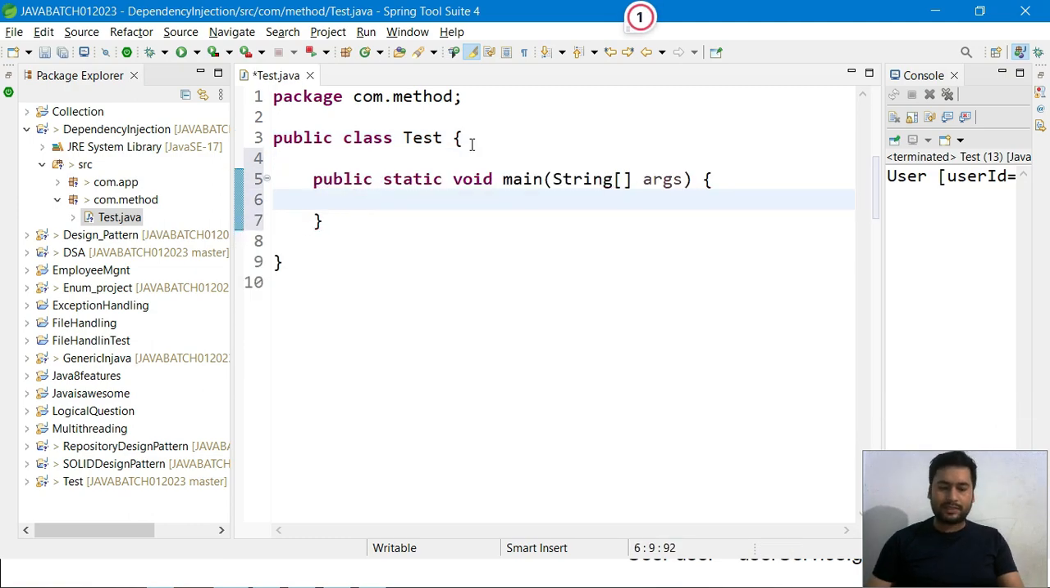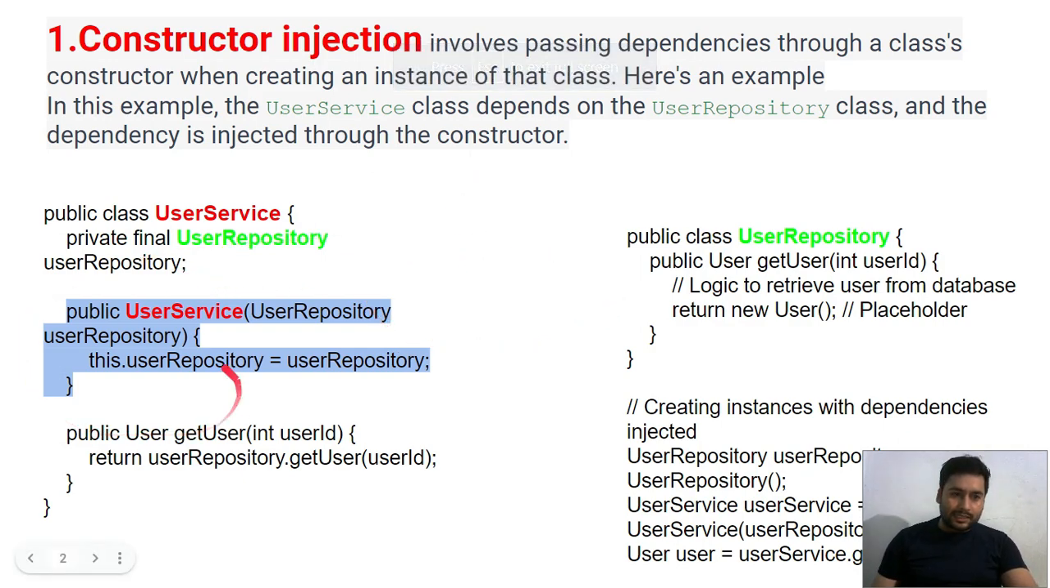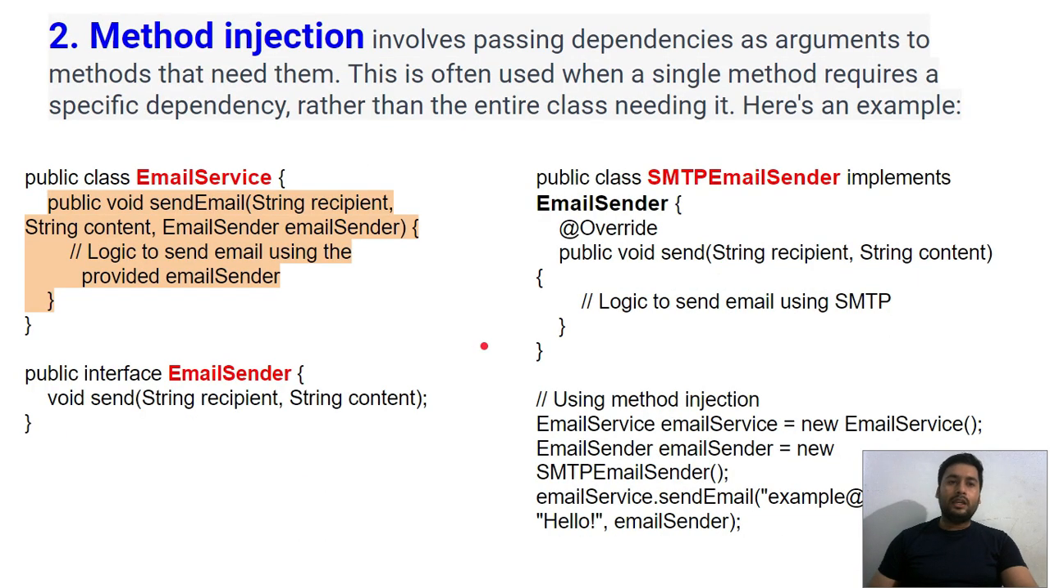Let's go to our slide. This is constructor injection, initializing a dependent object with the constructor. If you go to method injection, you can see here it involves passing a dependency as an argument to the method that needs it. This is often used when a single method requires a specific dependency. So constructor injection we use when the entire class's methods have to be called with that object.